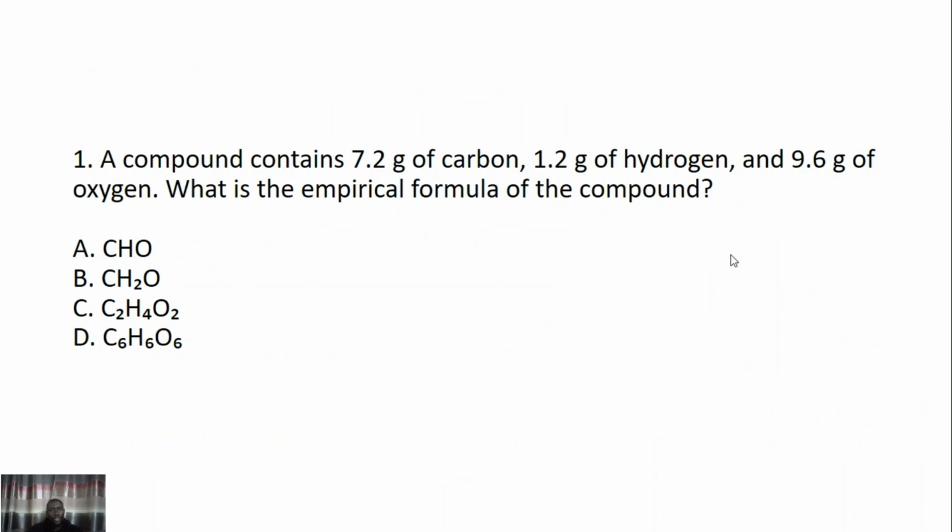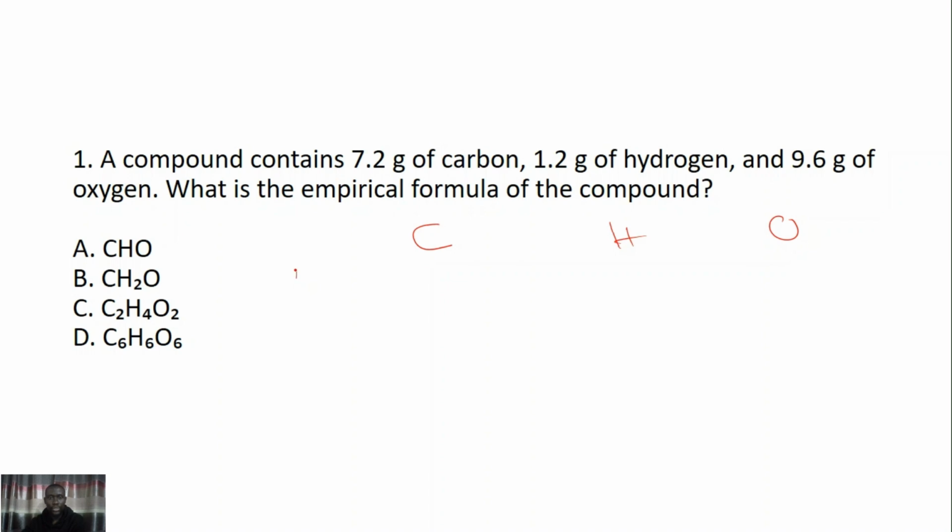Question number one: the compound contains 7.2 gram of carbon, 1.2 gram of hydrogen, and 9.6 gram of oxygen. What's the empirical formula of the compound? If you can recall the steps we use to calculate the empirical formula, let's first write out the elements involved: carbon, hydrogen, and oxygen. I told you that the question can come in two forms. You can be given the percentage composition of each of the elements, or you can be given the mass. In this question, you are given the mass.